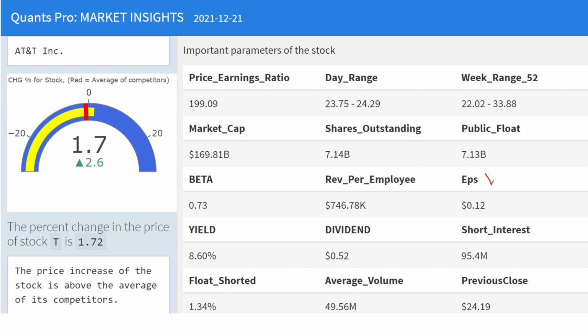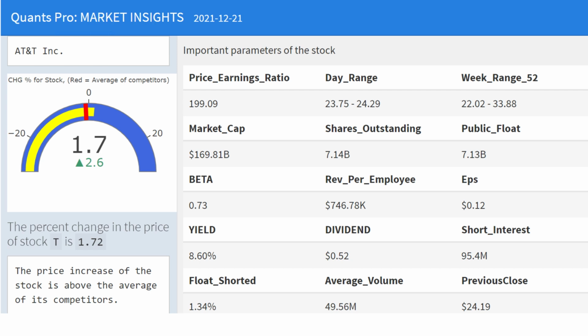The market capitalization value, which expresses the weight of the company's performance in the market, is $169.81 billion. Public float value is also approximately 7.13 B. The stock of the company closed at 4.1 with an average volume of 49.56 million. While the stock oscillated in the range of 23.75 to 24.29 during the day, the 52-week movement range was 22.02 to 33.88.